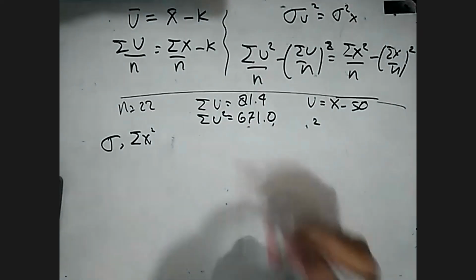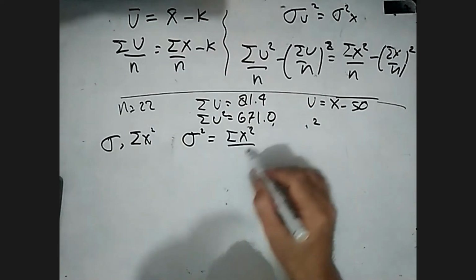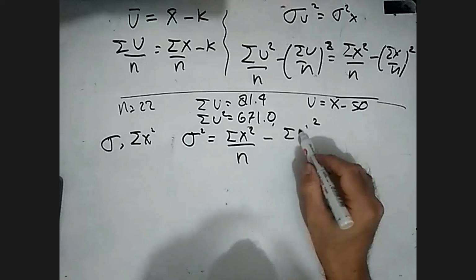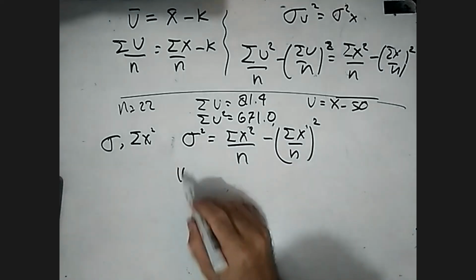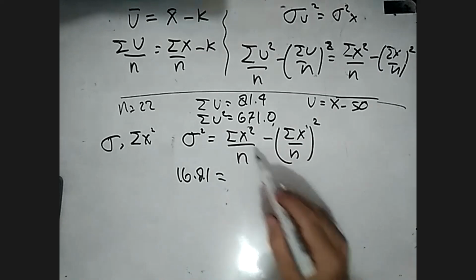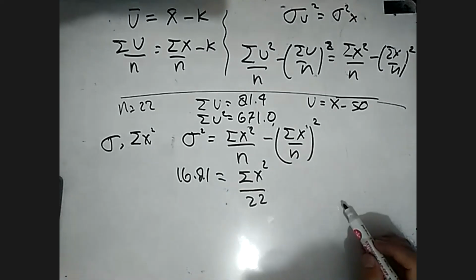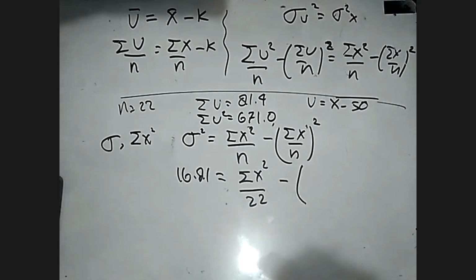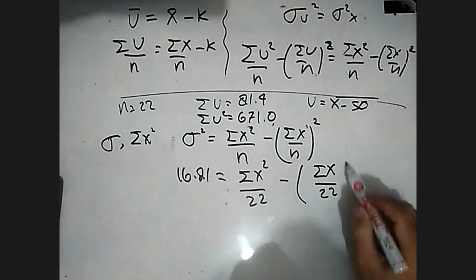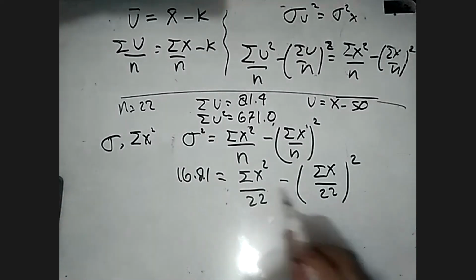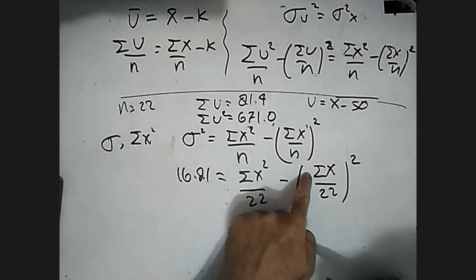Using the x, we know that sigma square is sigma x squared over n minus (sigma x over n) squared. Sigma square, we know, is 16.81. Sigma x squared over n, we don't know, that's what we want, over 22, minus bracket. Now sigma x over n, we don't know sigma x, but we know n is 22. Now we have to find this and that. In order to find sigma x squared, we need to find this first.